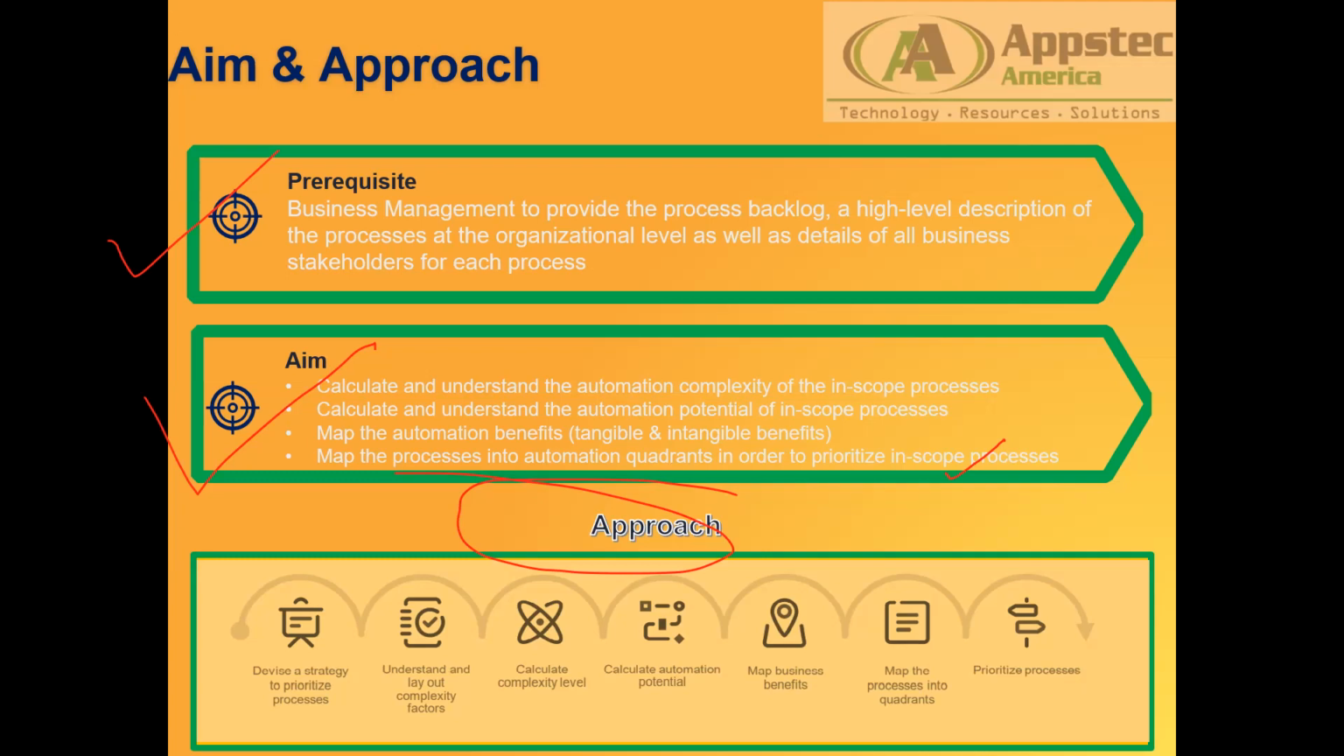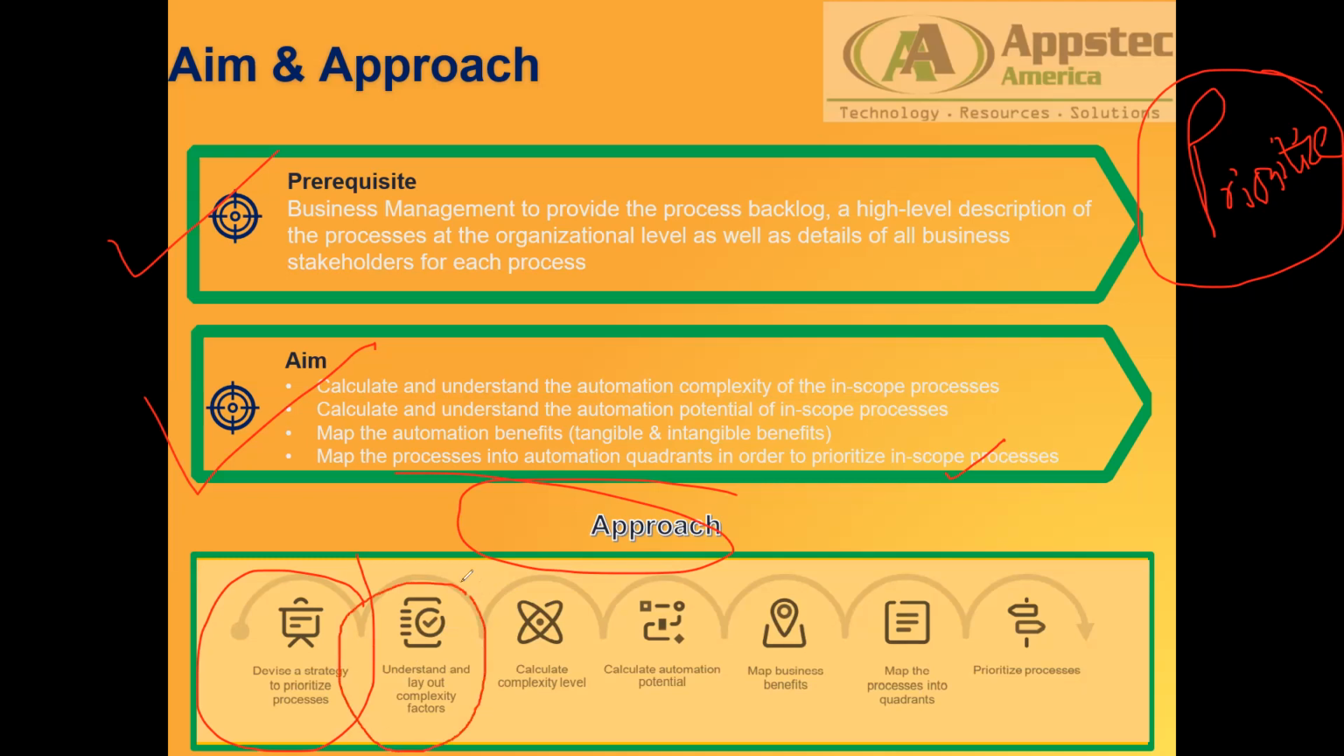So first of all, I have to devise a strategy to prioritize. Prioritization is the key. Without prioritization, and when you have a bulk of processes in mass, you will be very much puzzled as an RPA COE about which one to take first. So get the business logic, get the business requirement, and start prioritizing: I'm going to do this first because this is client facing. I'm going to do this project second because this is going to get my company $20,000 plus revenue, correct? Now, second would be to understand and lay out complexity factors. That's my second step. First, I prioritize.